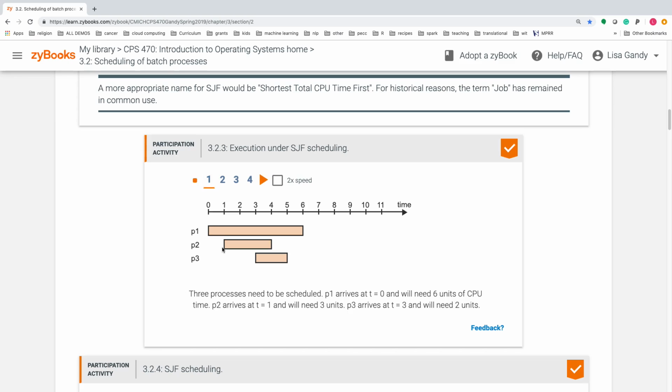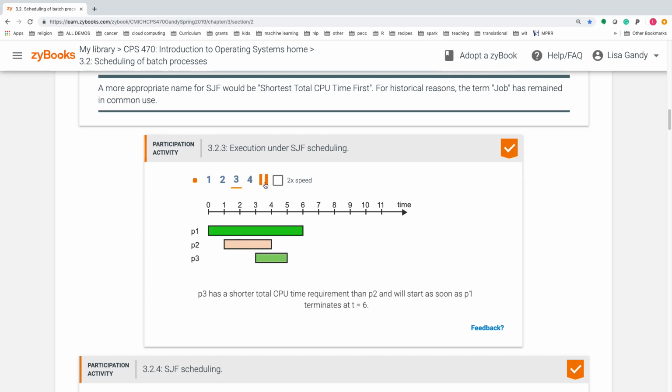Okay, so 3 processes need to be scheduled. Process 1 arrives at T0, needs 6 units. Process 2 arrives at T1, needs 3 units. P3 arrives at T3, needs 2 units. Process 1 arrives first and starts immediately because we only start scheduling when something's on the ready list. Nothing's on the ready list, so it just starts.